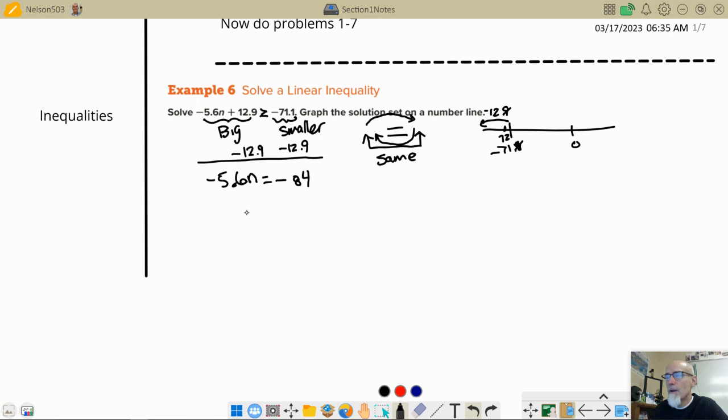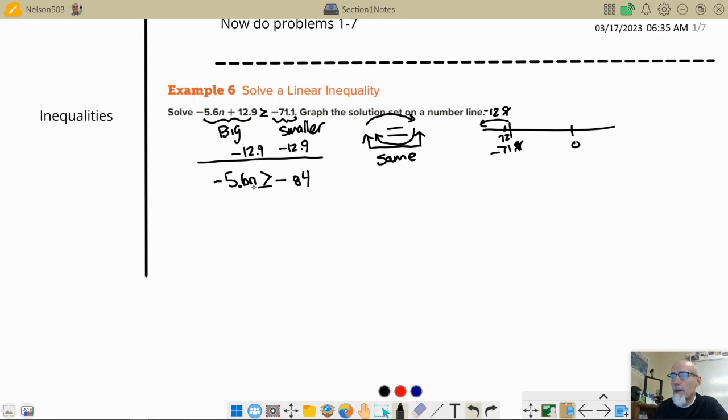Okay, so let's see. Oh, it's not equals. It's an inequality, doggone it. So shoot, let me fix that. Okay, so we have an inequality. So greater than or equal to, and I got to put my negative 5.6n right in here. Now this is the weird part, okay?